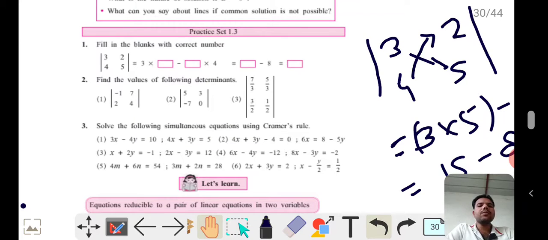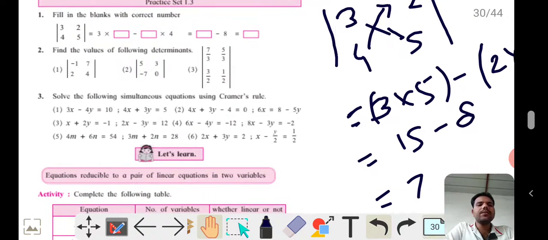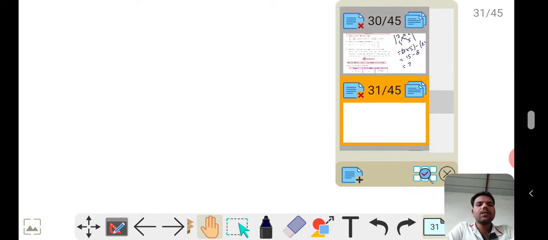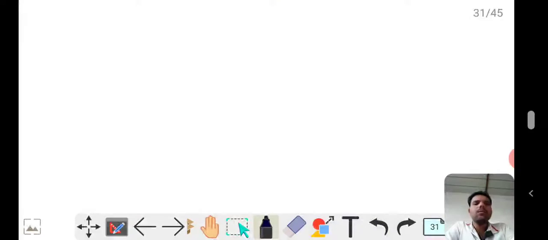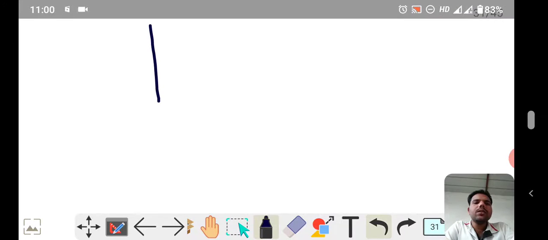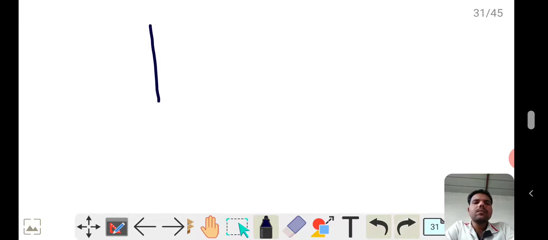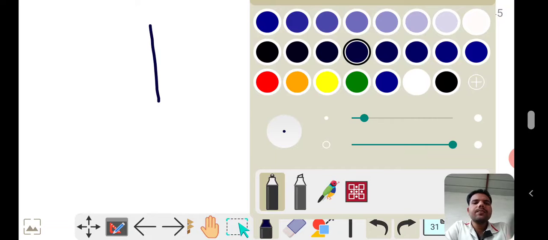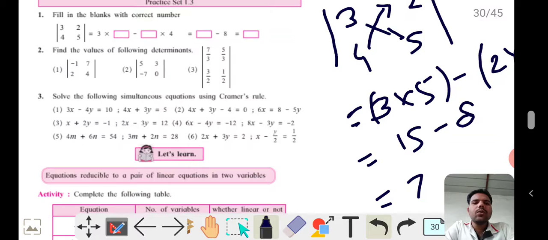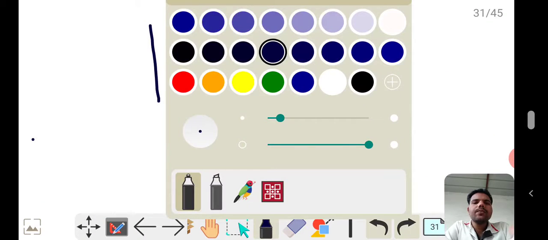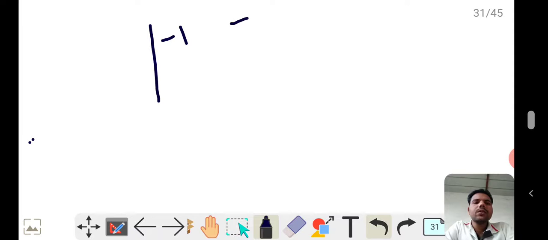Let's see another example. Find the value of the following determinants. Let's see the first determinant: minus 1, 7, 2, 4.